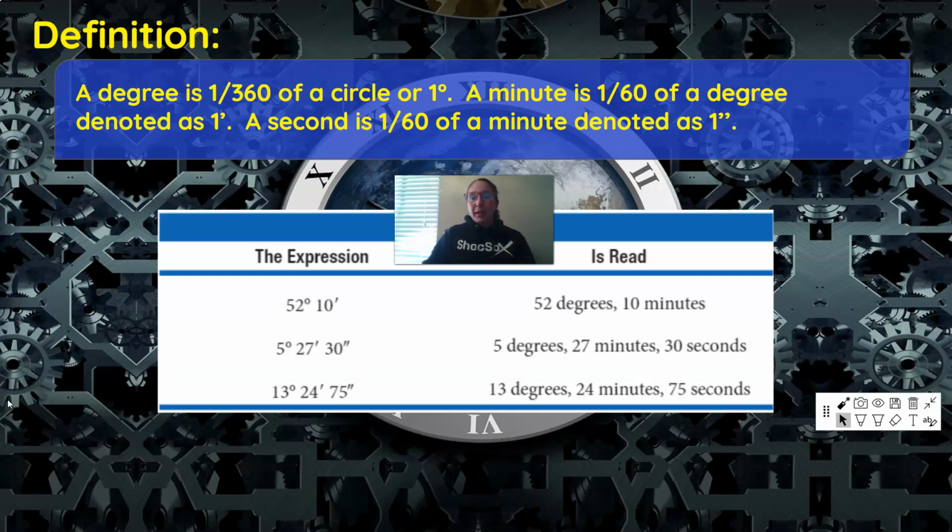Denoted with 1 and the 2 marks. Okay, so minute is 1 mark, seconds is 2 marks. So you can see the notation here, and you can see how it's read. So this would be 52 degrees, 10 minutes, 5 degrees, 27 minutes, 30 seconds, now 13 degrees, 24 minutes, see the single dash, and then 75 seconds with the double dash.